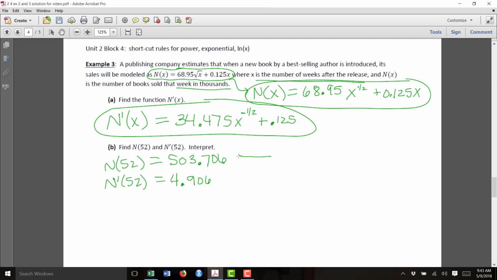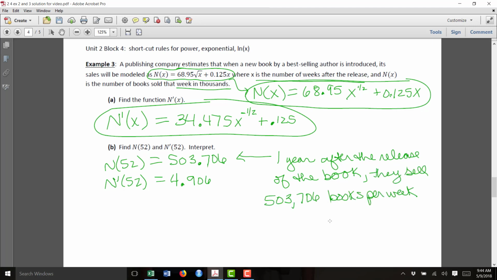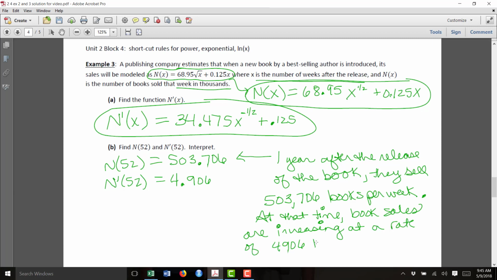Interpreting this. So the input is 52 weeks. 52 weeks is exactly 1 year. So 1 year after the release of the book. n tells us the number of books sold that week in thousands, so that tells us they sold 503,706 books that week. And n prime of 52 tells us the rate of change at that instant. It's positive, so we know that the function is increasing. The number of books sold is increasing. So at that time, book sales are increasing at a rate of 4,906 books per week.